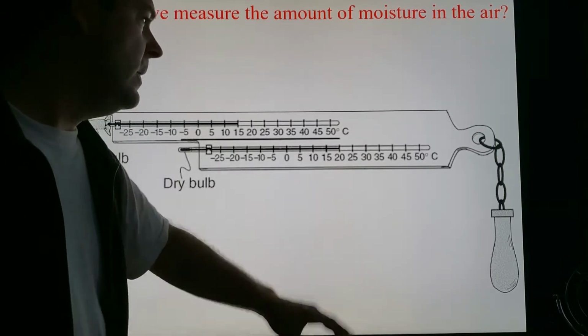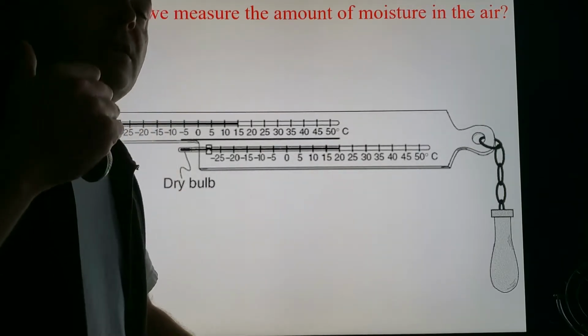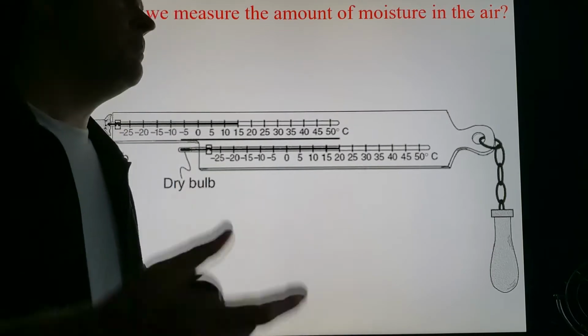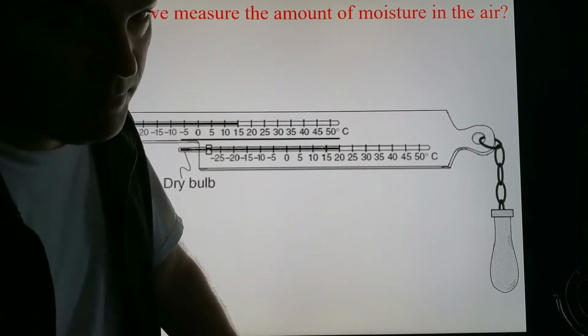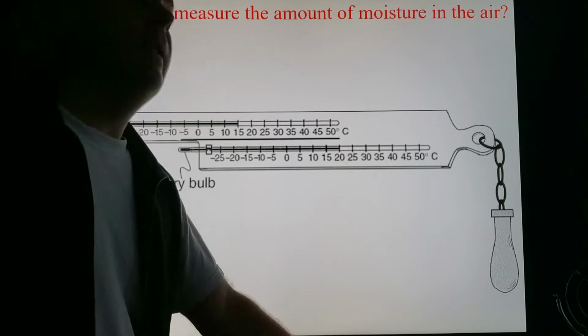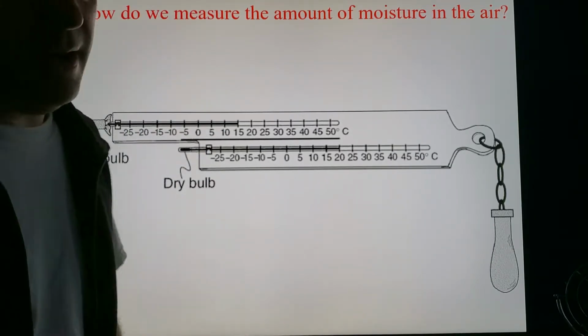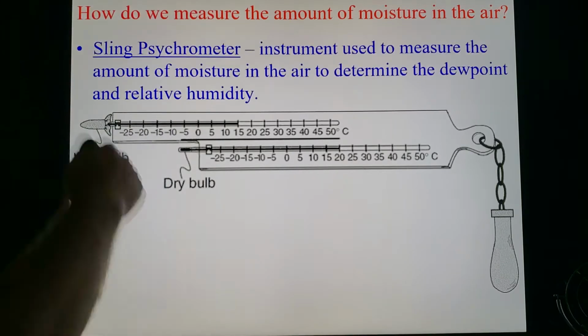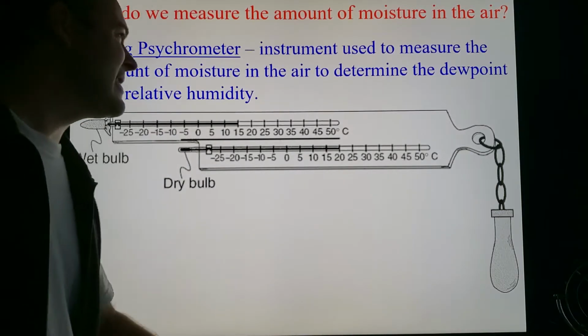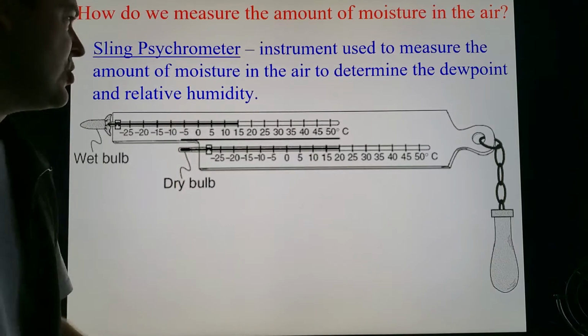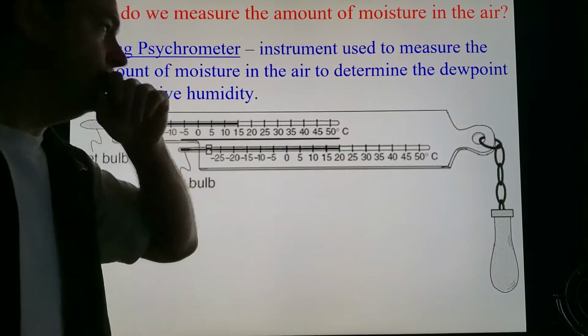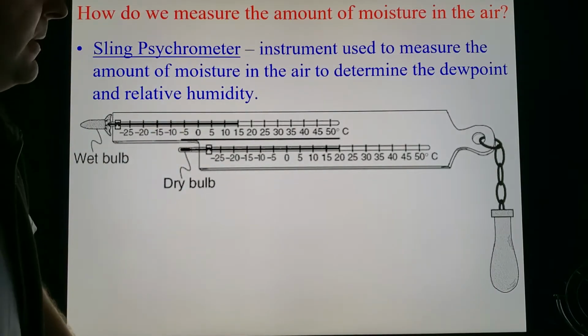With that data, you can figure out the relative humidity outside plus what the dew point temperature needs to be or is. And that'll tell you, of course, how much the temperature has to drop for that air to become saturated. Okay, so get your definition down there. That is a sling psychrometer, right? The instrument used to measure dew point and relative humidity.